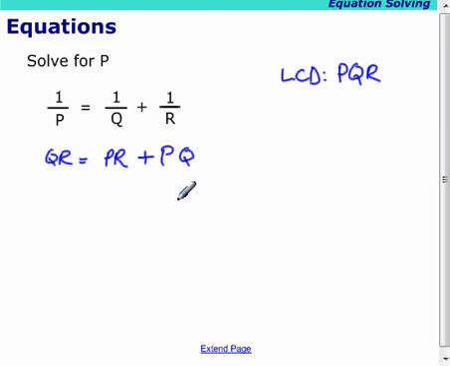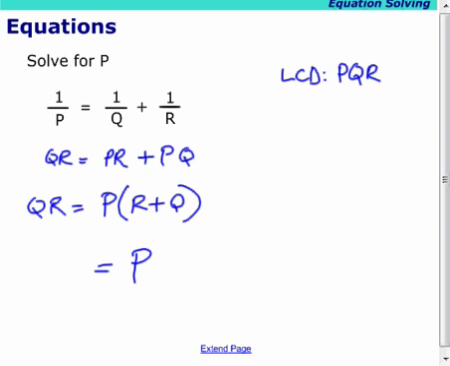There. Now I have no more fractions, so I can solve for p. I notice there's two p's here. My way of doing that is to factor it. So I'll factor out a p, I'm left with r plus q is equal to qr on this side. Now divide both sides by r plus q, and I have solved for p. r plus q, and I'm done.